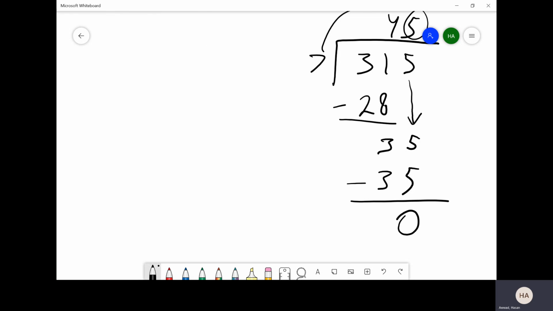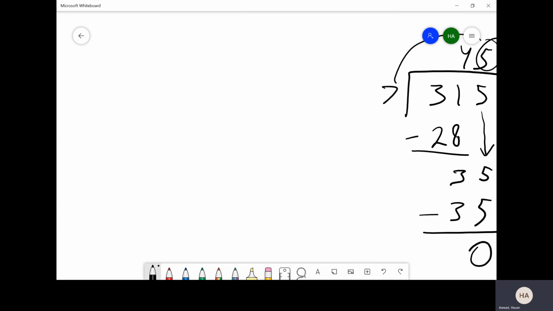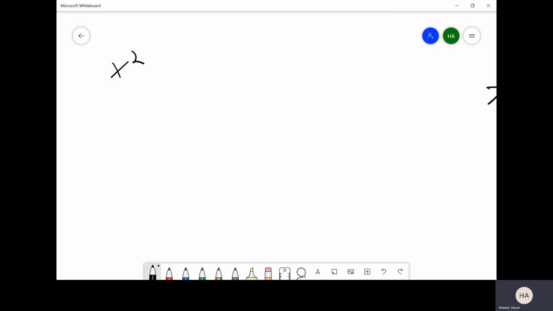I imagine you guys have seen it before, but it's probably been some time and everybody relies on calculators these days. So this is probably a good refresher for you. Okay, let's say we have the following: x squared plus 6x plus 5 divided by x plus 1. And what I want to do is solve this by long division.